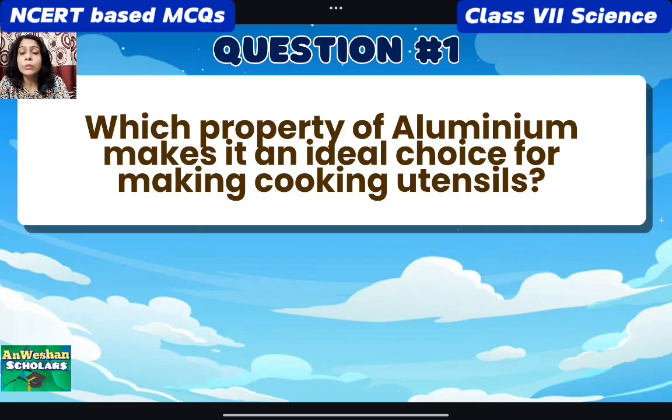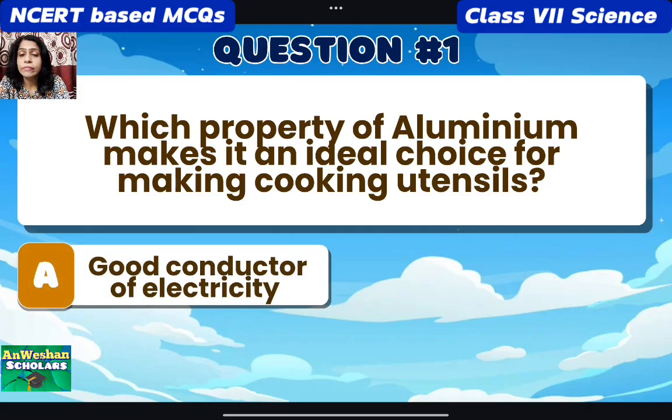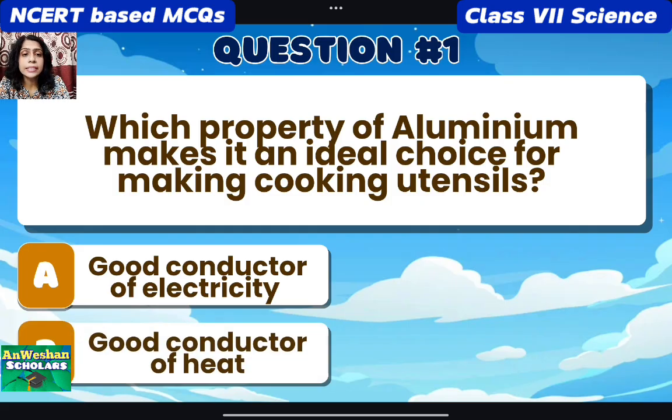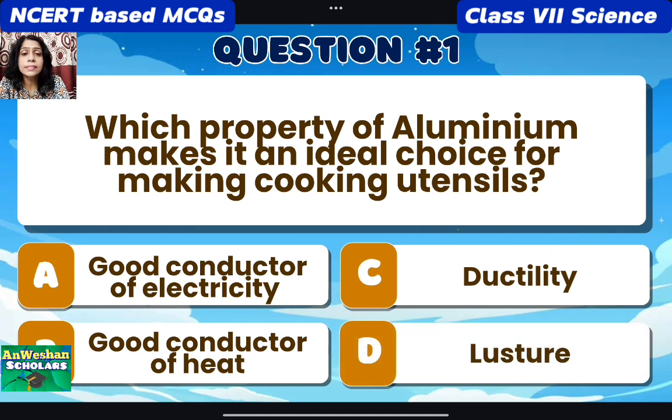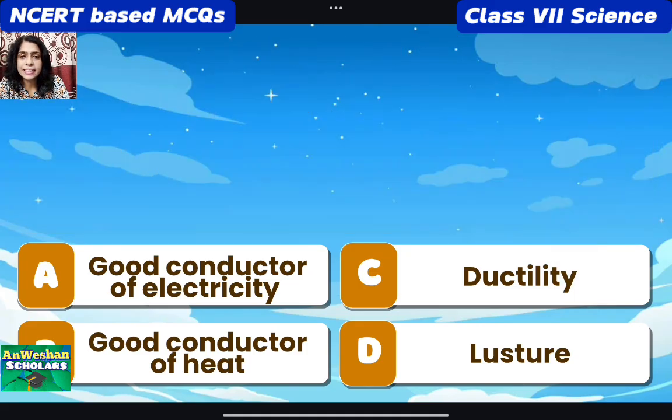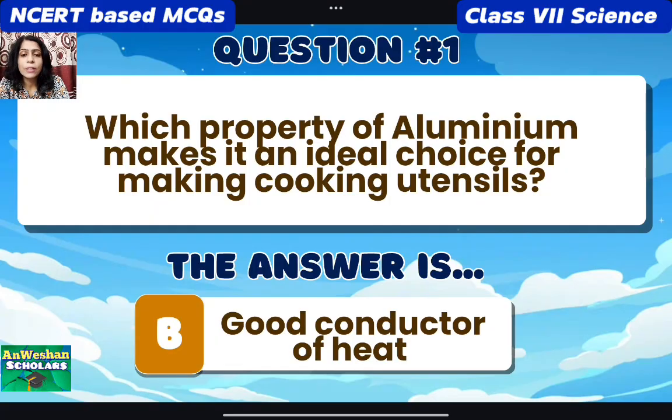Which property of aluminium makes it an ideal choice for making cooking utensils? Option A, good conductor of electricity. B, good conductor of heat. C, ductility. D, luster. Since the question is of making cooking utensils, the aluminium must be a good conductor of heat for cooking, right? So our option B is the correct answer. Let us check. Yes, option B, good conductor of heat. Since aluminium is a good conductor of heat, it is an ideal choice for making cooking utensils.